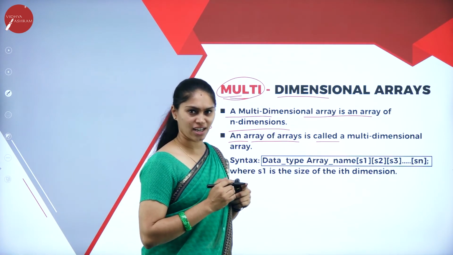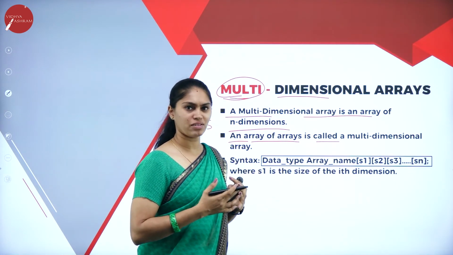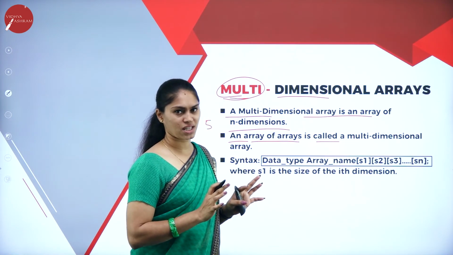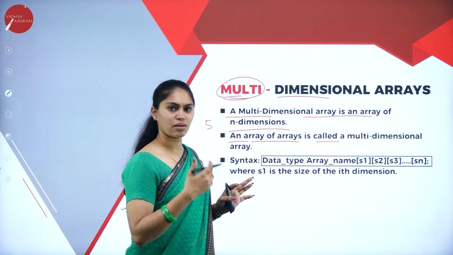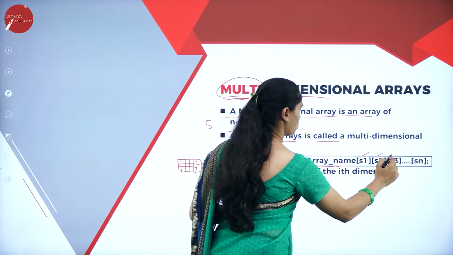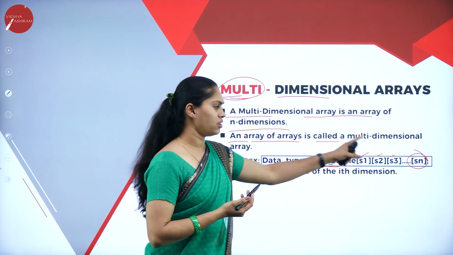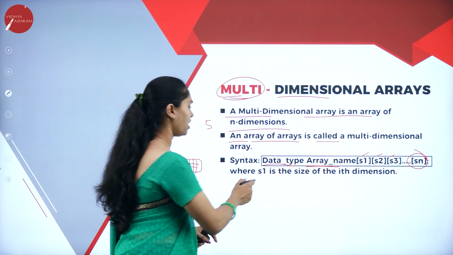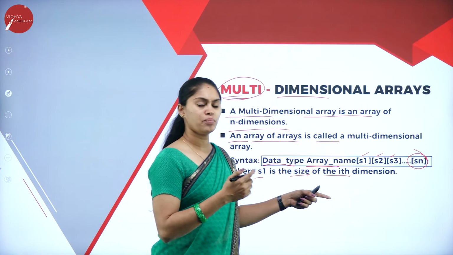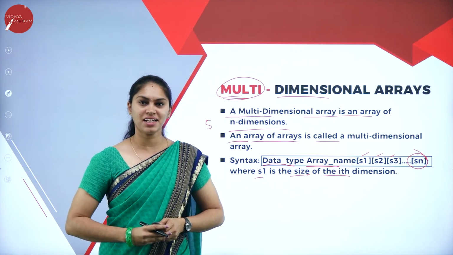Here also I have to take the data type, the name of the array, and I have to specify as many subscripts. If it has 5 dimensions, how many subscripts will it hold? It will hold 5 subscripts. That represents number of rows, number of columns. So that is: data type and array name, S1, S2, S3 up to Sn. S1, S2, S3 are the dimensions up to Sn dimension. Where Si is the size of the ith dimension. If I give S3 and so on, it is 3 dimension. S4, that is 4 dimensions. So this is regarding multi-dimensional array.